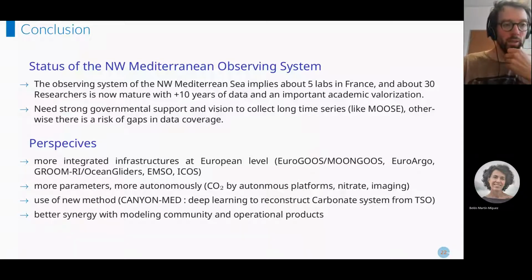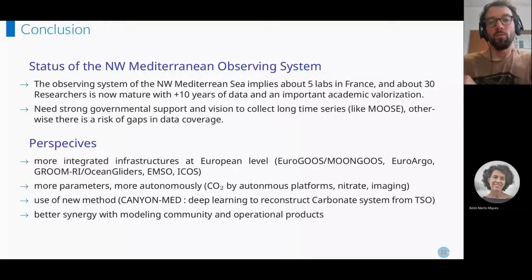And some perspectives: this observing system will probably in the future be more integrated into European or even global research infrastructures. Some of the components, like the gliders, the Argo floats, or the biogeochemistry and carbon, are already part of big consortiums or infrastructures like EuroGOOS, EuroArgo, Ocean Gliders and Groom for gliders, and EMSO for the moorings.